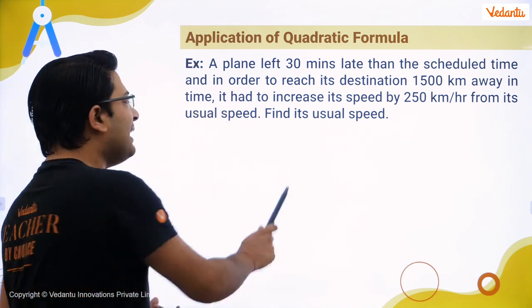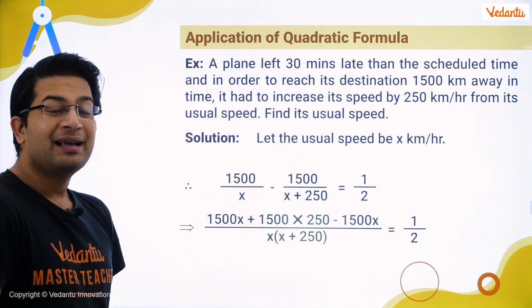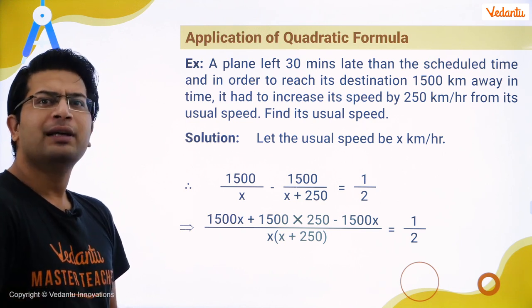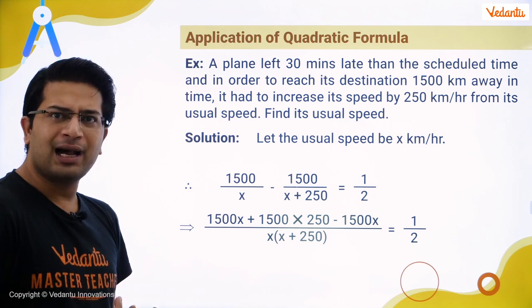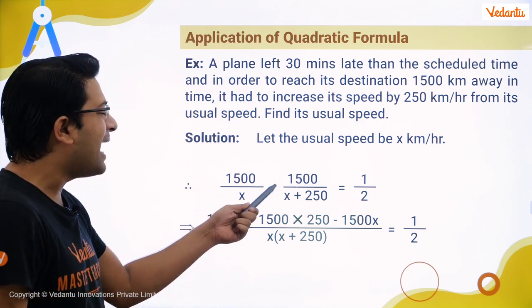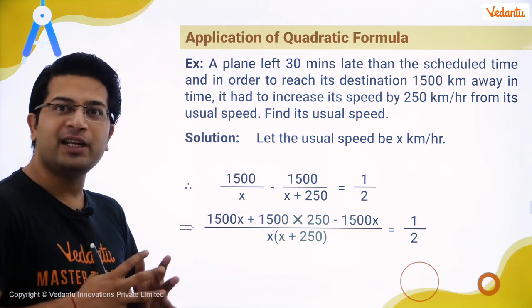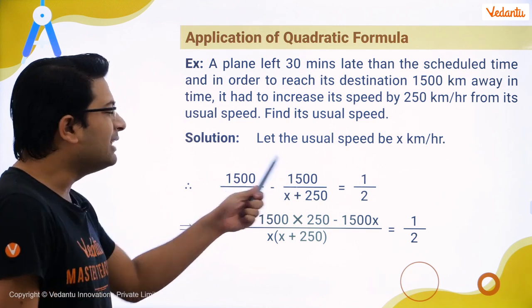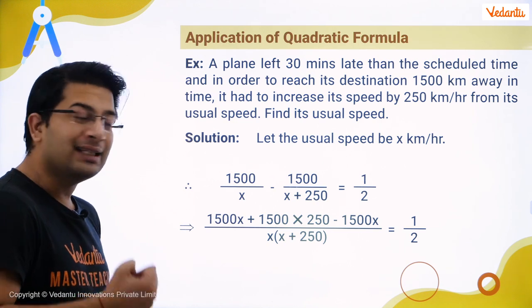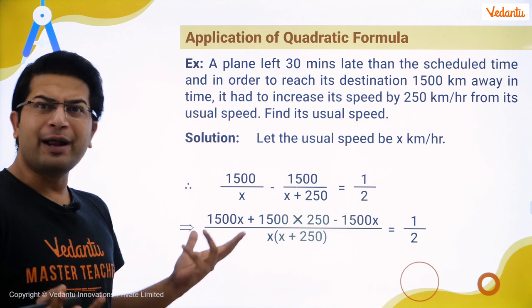That's it. So let's assume, champ, that the usual speed is x kilometers per hour. Now, as I told you, the difference in the time duration is what? 30 minutes or half an hour. That's it. So time duration in the first case minus time duration in the second case. In both cases, we are covering the distance of 1500 kilometers. Yes, so distance will be the same. In the first case, the speed is x, so in the second case, my speed will be x plus 250.